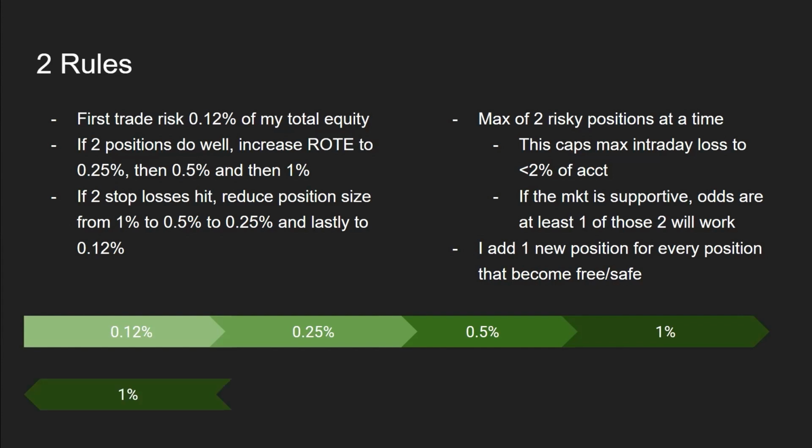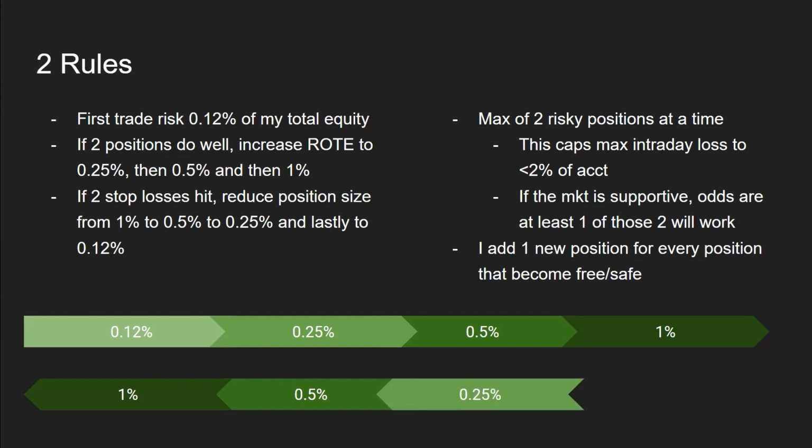Say we're at 1% risk and 2 of them fail, then we reduce to 0.5. Say 2 more fail, we reduce to 0.25. And if 2 more fail, we're back to trading pilot size positions at 0.12%. Simple. This is progressive exposure. You progressively move up, you progressively move down based on whether breakouts are working or not. And the second rule was just max of 2 risky positions at any time. That's it. These are all the rules you need to know.